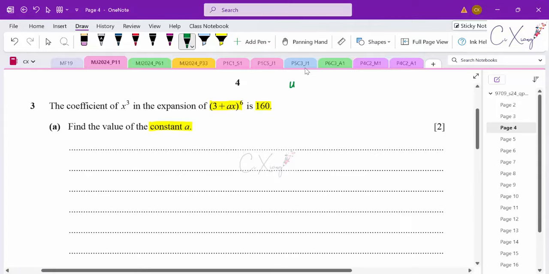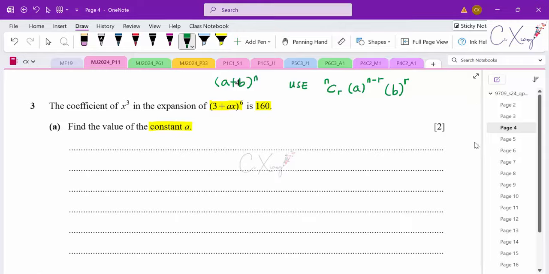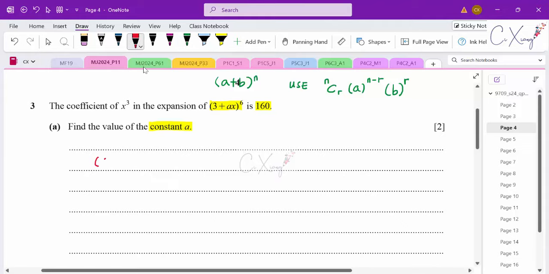For me, usually I just write out the simple term. If you are going to expand anything, it should be nCr. Let's say I'm having (a plus b) power n. To expand it, you have nCr, then a power n minus r, then the b must have the power r. So this is the general term when you want to expand any particular term for binomial expansion.